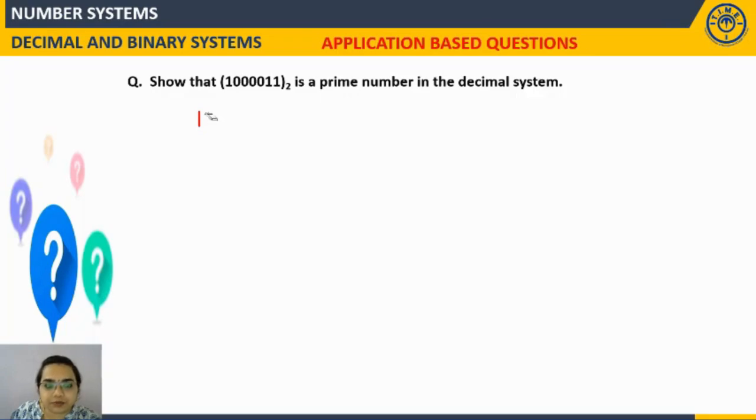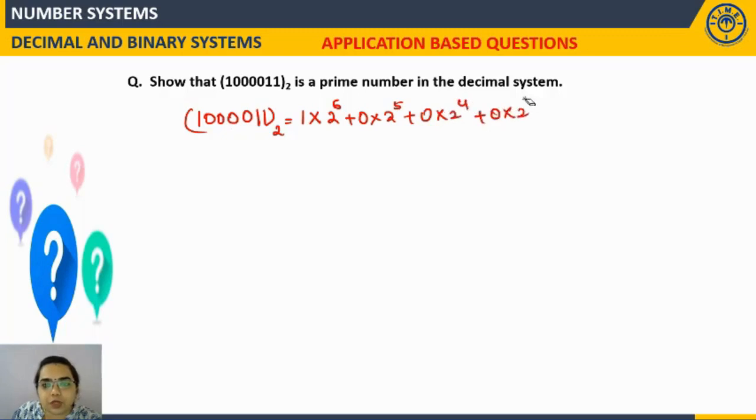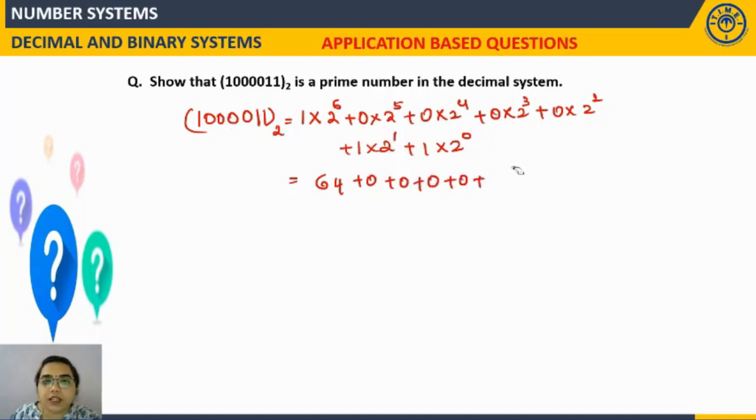So let's write down the number. 1000011 to the base 2. Okay, so what do we have? How many digits? 1, 2, 3, 4, 5, 6, 7 digits. So you start by multiplication with 2 power 6. So 1 into 2 power 6 plus 0 into 2 power 5 plus 0 into 2 power 4 plus 0 into 2 cube plus 0 into 2 square plus 1 into 2 to the power 1 plus 1 into 2 power 0. Right, 1 into 2 power 6 is 64. 64 plus 0 plus 0 plus 0 plus 0 plus 1 into 2 power 1 is how much?